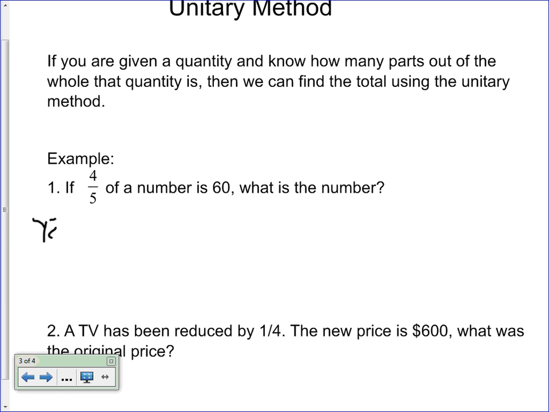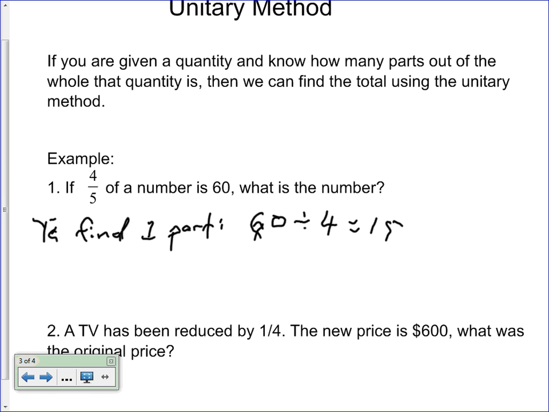So to find one part, we do 60 divided by 4, and that is equal to 15. So 15 is one part of this total amount. So 1 out of 5 is 15. How do I find out what 5 out of 5 is? If I know what 1 out of 5 is, how do I get to 5 out of 5? Yeah, you times it by 5. So if 1/5 of an amount is 15, to get to 5 out of 5, I times it by 5.